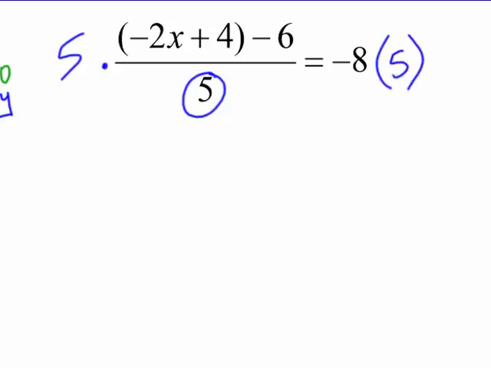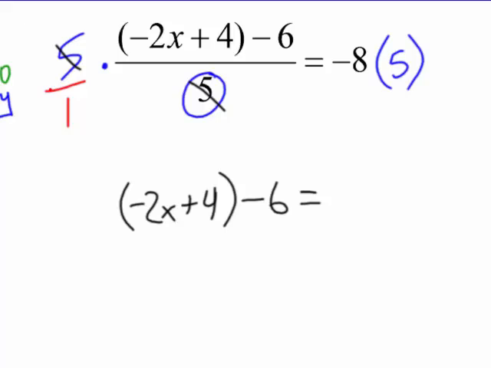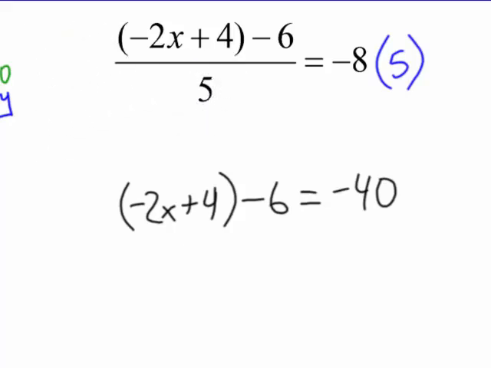And why would that help me? Why would multiplying by 5 help me? Well, if I imagine 5 is really 5 over 1, and if I look at these, the 5s would cross-cancel with each other, right? So that's why when you multiply by 5, they just eliminate each other. And now you're just left with that negative 2x plus 4 minus 6. And then over here, I also have to multiply by 5, so I get my negative 40. Okay? So that's what I look for right away. I notice that the x is on the top side of the fraction, so I've got to get rid of the fraction. Well, how do you get rid of a divide by 5? You multiply by 5. And that just cancels with the denominator.